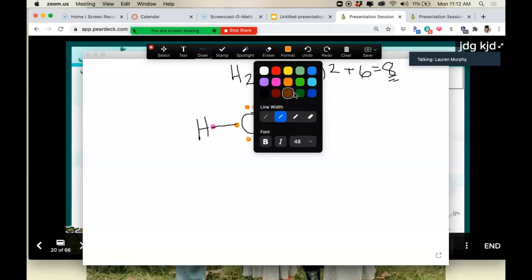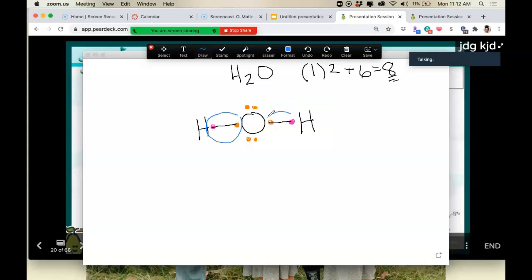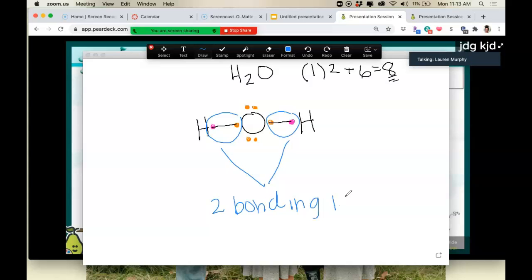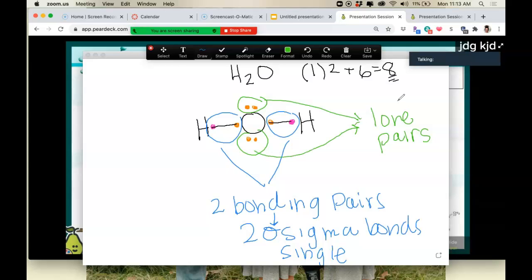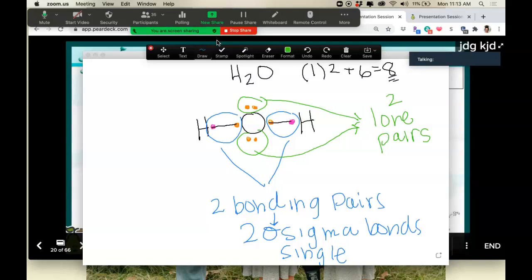Okay? So this molecule has 2 bonding pairs of electrons, which is also known as 2 sigma. This is the Greek symbol, lowercase, for sigma bonds, or 2 single bonds. Okay? And then these are lone pairs, both of those. So this molecule has 2 lone pairs of electrons. Questions?